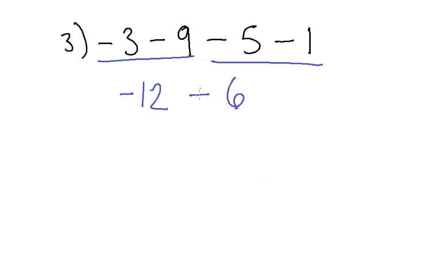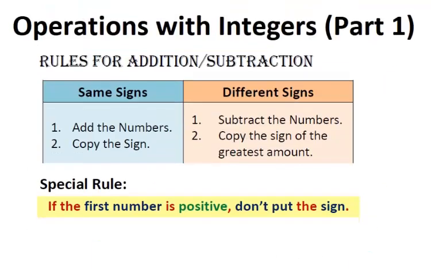Now, minus 12 minus 6. Because they have the same sign, I add them and I copy the sign. Minus, and 12 plus 6 will be 18. Remember, I am using the rules from the beginning. If they have the same signs, I add the numbers and I copy the sign. If they have different signs, I subtract the numbers and I copy the sign of the greatest amount.